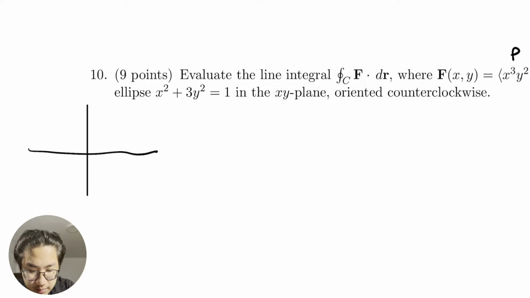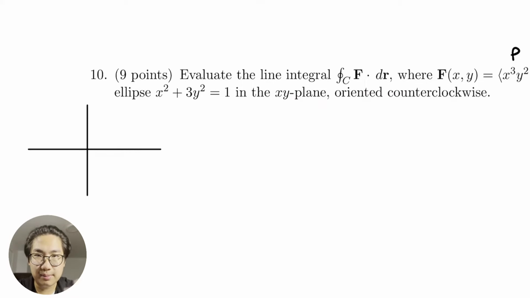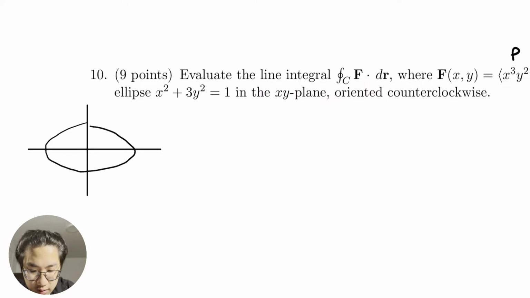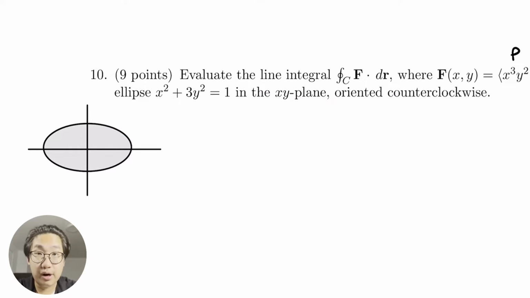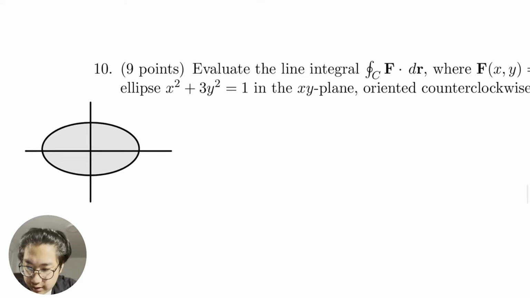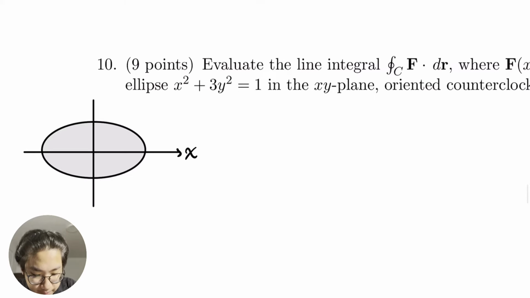Okay, so I already know it's going to be more of an oval-shaped ellipse that's kind of squished down in the y direction. So I'll try to quickly draw something that's relatively representative of that. Slightly off, but good enough. Okay, so I guess we'll label x and y here as well.